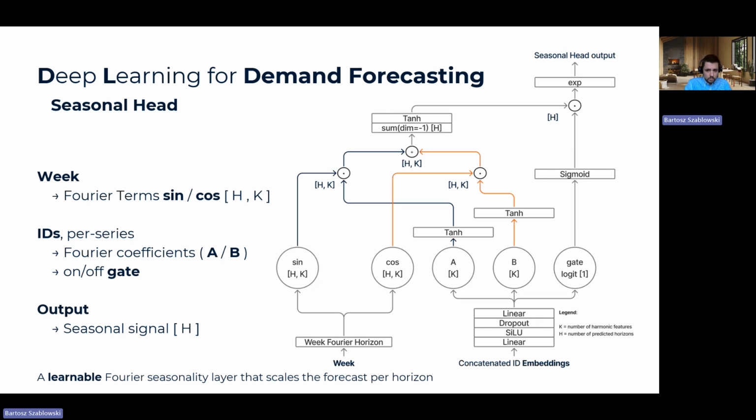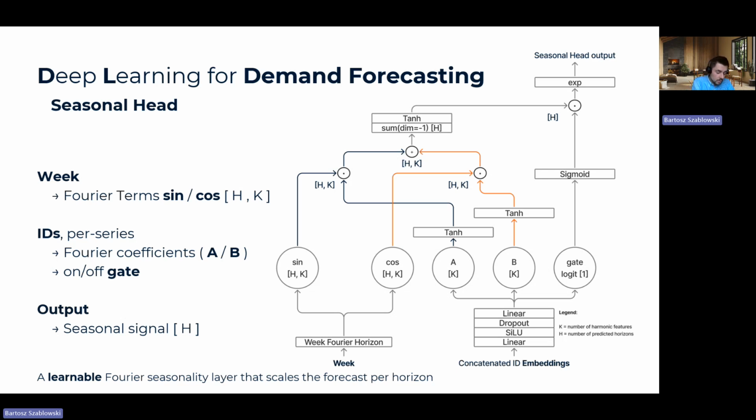The input for this seasonal head is the week number, more precisely the last week from the context. For each forecast horizon, I create a full set of seasonal Fourier features, sines and cosines with different harmonics. So for T+1, T+2, and T+3, I create a set of seasonal bases that describe the cyclic behavior. The second input is a vector of concatenated ID embeddings, and based on them, I generate seasonality parameters for the specific series.